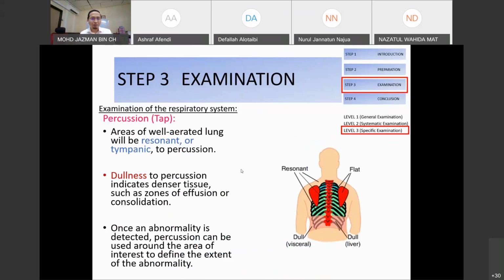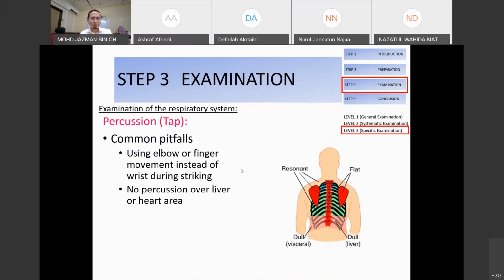Okay. So I won't go further on this slide. You can read it later. I will upload this on e-learning. So the common pitfalls of percussion are using elbow or finger movement instead of wrist during striking. And most commonly, doctors will forget to percuss over the liver and heart.